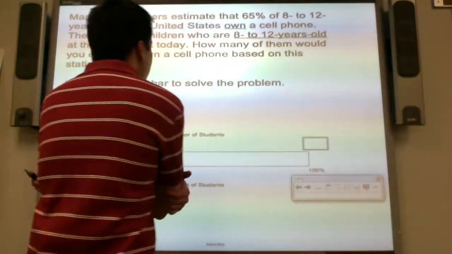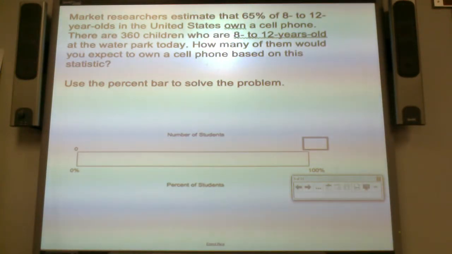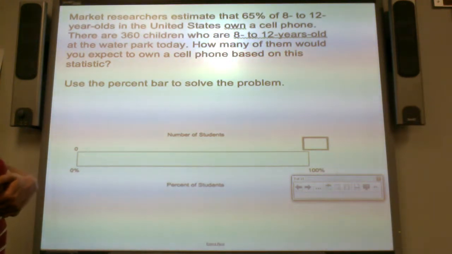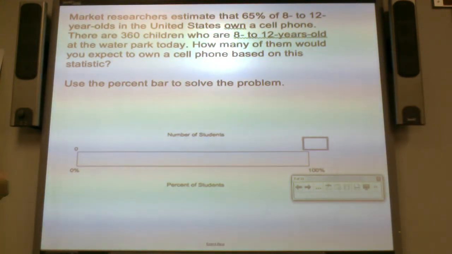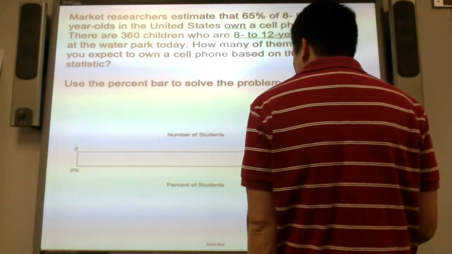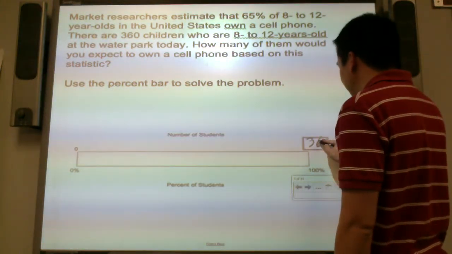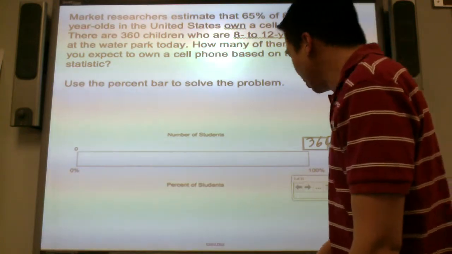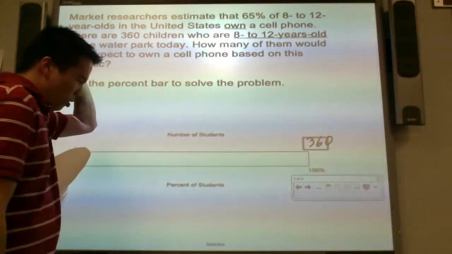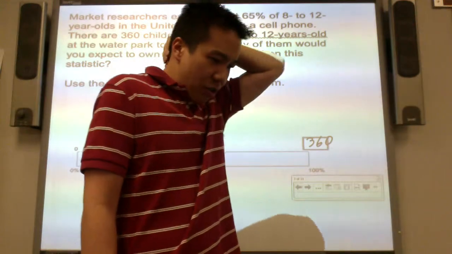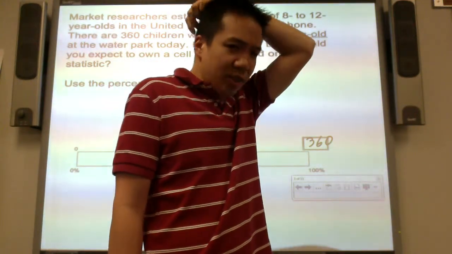Market researchers estimate that 65% of 8 to 12 year olds in the United States own a cell phone. There are 360 children who are 8 to 12 years old at the water park today. How many of them would you expect to own a cell phone based on this statistic? Use the percent bar to solve the problem. So we're going to draw it first for those who prefer drawing. The percent goes from 0% to 100%. There are 360 students. So what do you want to break this down into? Tenths, 20s, or 25s?